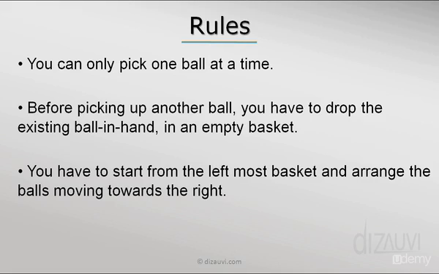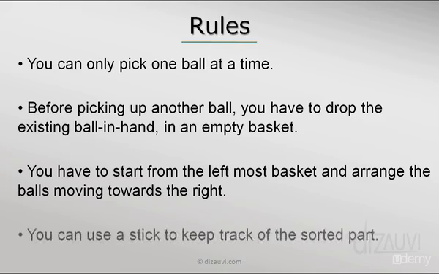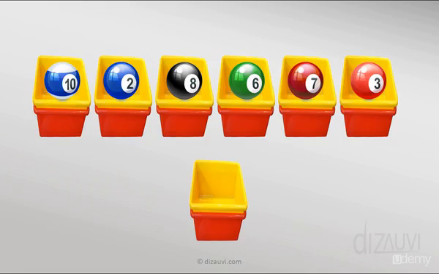Now, this is not really a rule, but you may want to start from one side and move towards one direction. So let's say we start from the leftmost bin and move to the right to see what numbers are on the other balls. You can use a stick to keep track of the sorted part. Now, I want you to think about how would you sort these cue balls given these set of rules.